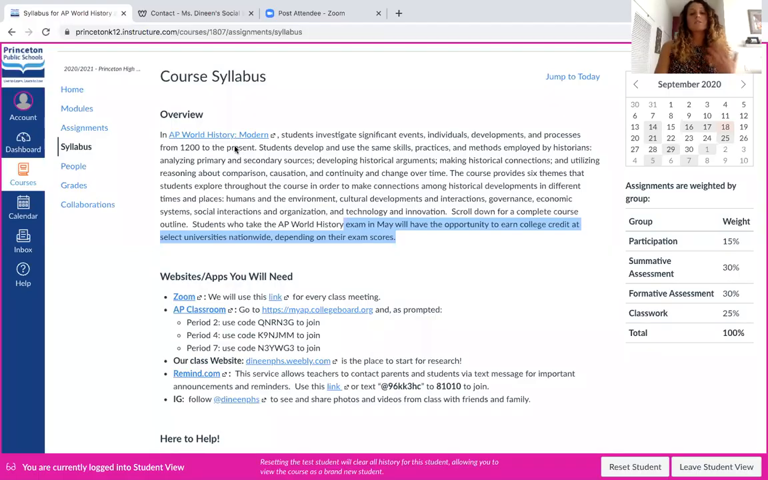This is AP World History Modern. That is an important connotation I'll explain in a moment. But it is offered by the College Board, which means students will have the opportunity to sit for an exam in May, through which they can earn college credit. We're not exactly sure what this exam will look like yet, but I can assure you that any assessment students sit for throughout this year will model what we can expect to see in May.